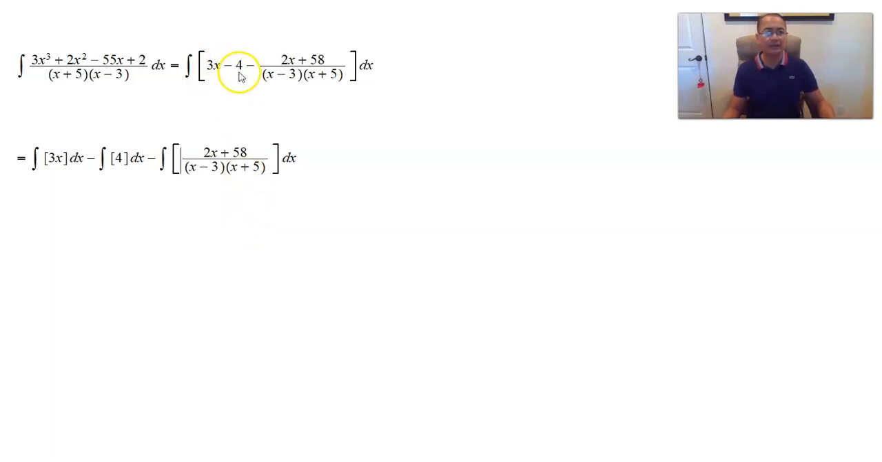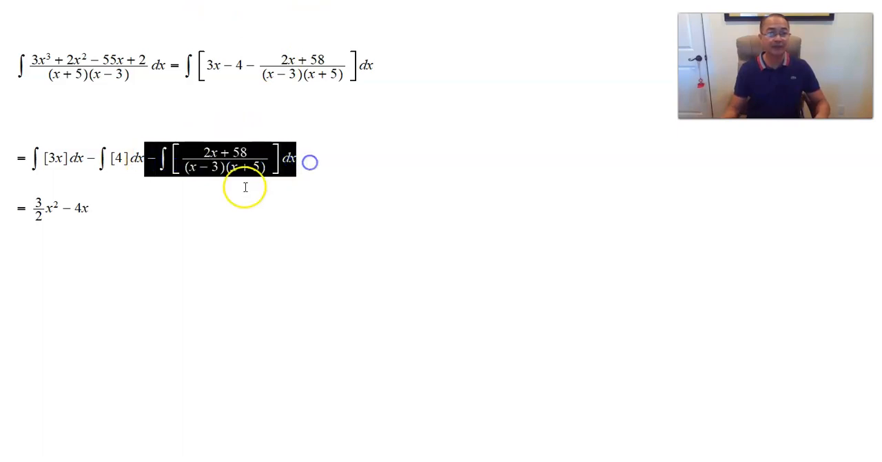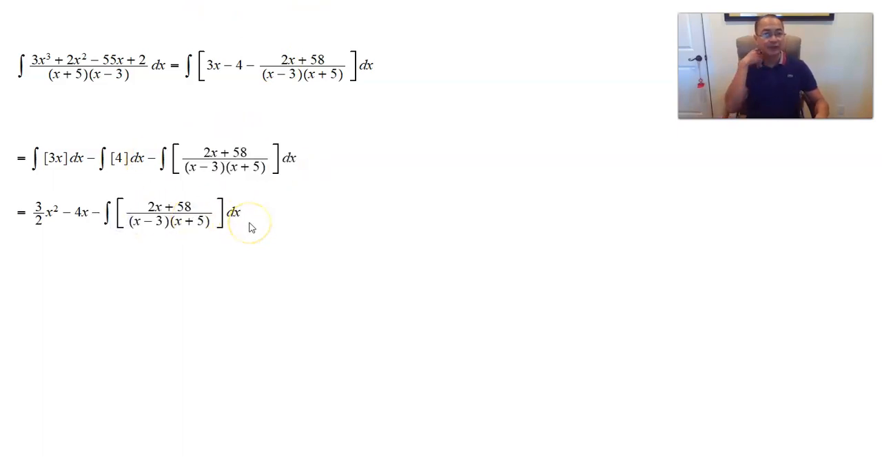Okay, so we're basically just splitting up these 3 terms into 3 integrals. And of course, we know the first 2 are very easy. So we will get 3 halves x squared minus 4x. And the last piece, minus the integral of (2x + 58) over (x - 3)(x + 5).